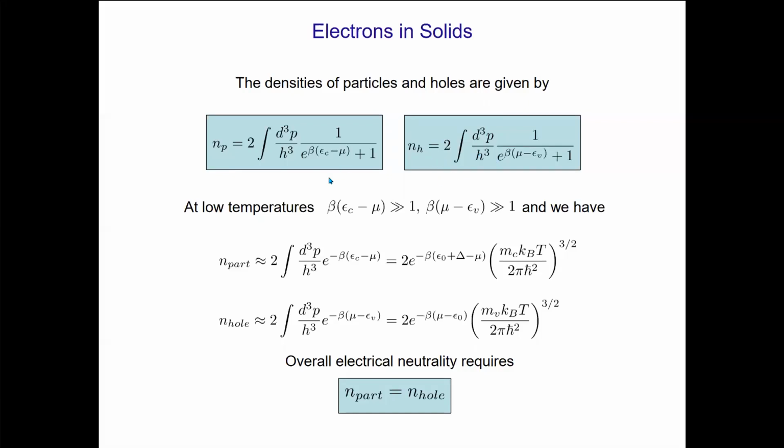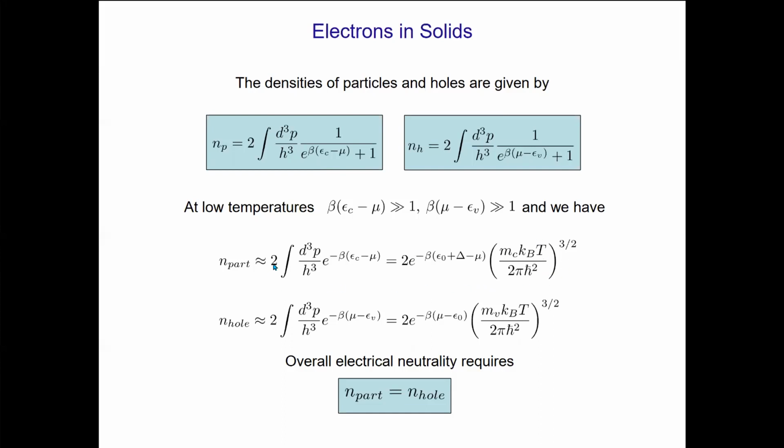Now, because temperature is low, so beta is large, we can assume that these two quantities here are large. Okay, this is a quantum regime. So in this case, we can discard this plus one here and approximate these expressions by exponents. And then this integral is just a Gaussian integral, which can be calculated explicitly, and here is the answer.